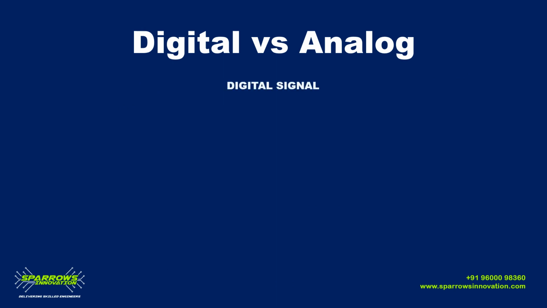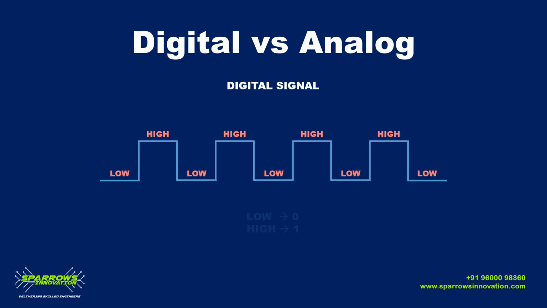First, we will see what is the difference between digital and analog signals. Usually, our microcontrollers are digital devices. The digital signals will be like a square wave signal. The square wave will have only a high or a low level. The high will be logical high and low will be logical low, that means either 0 or 1 will be there in the digital signals.